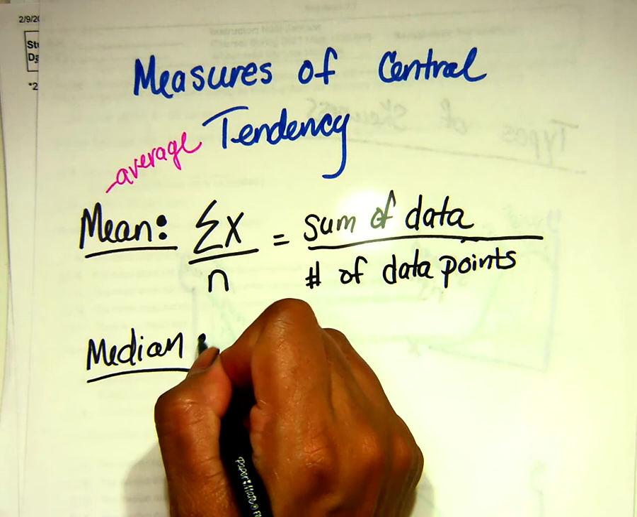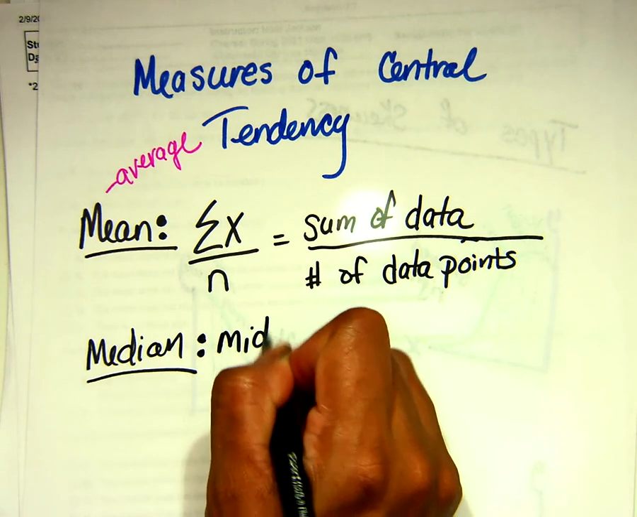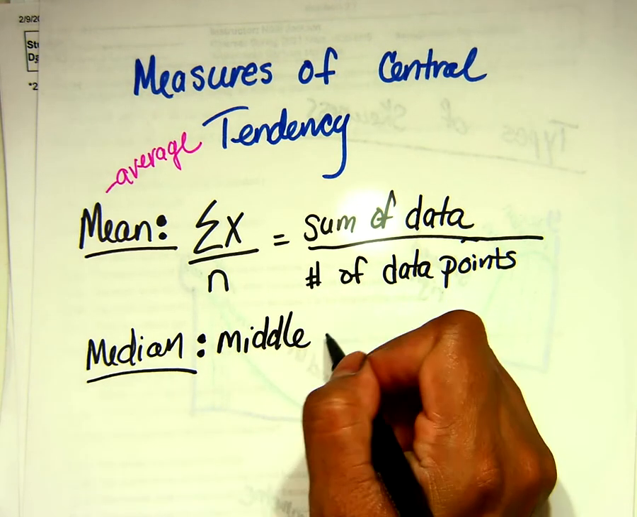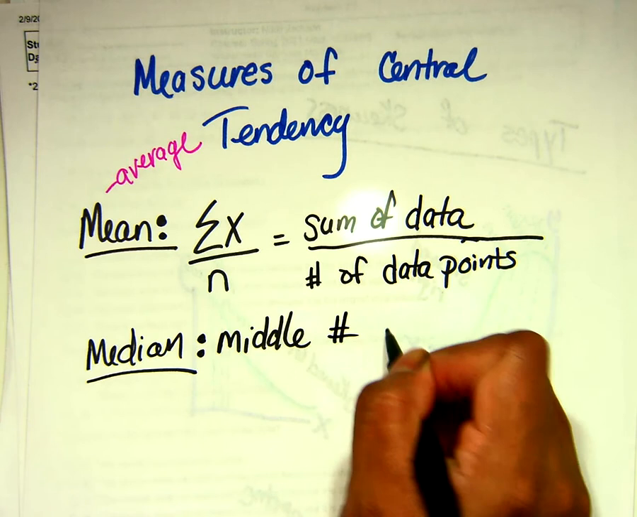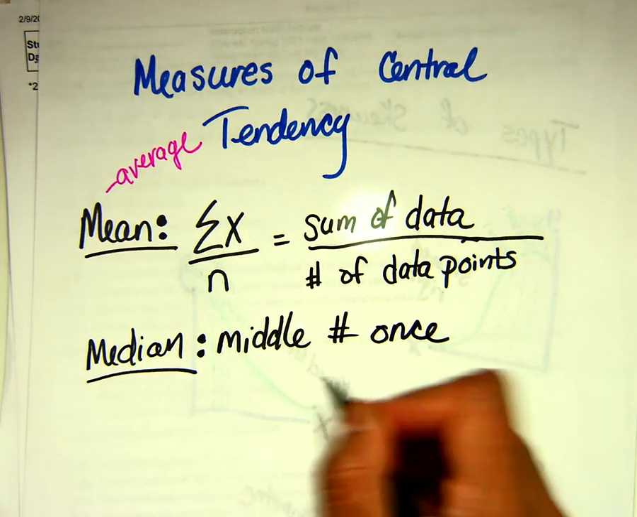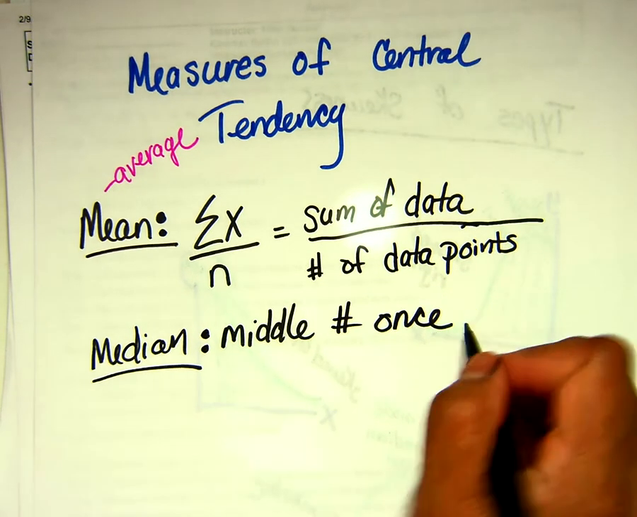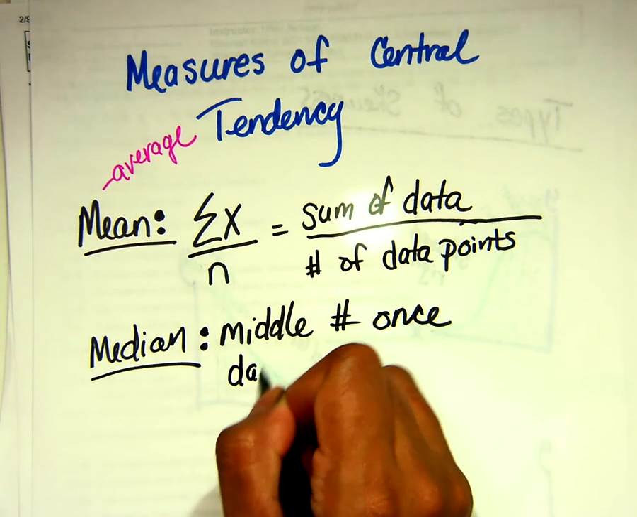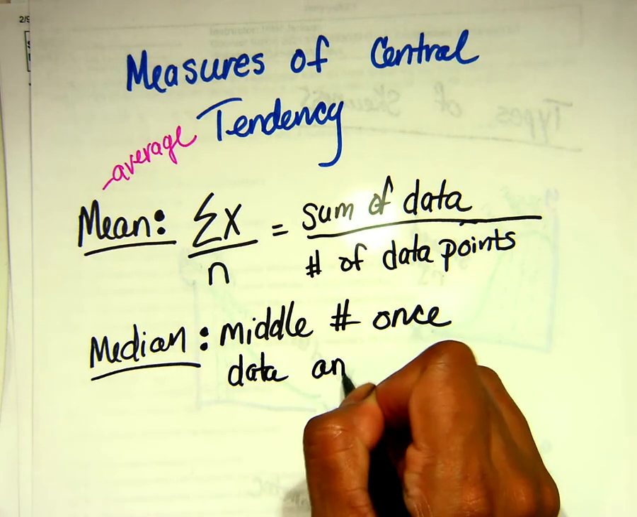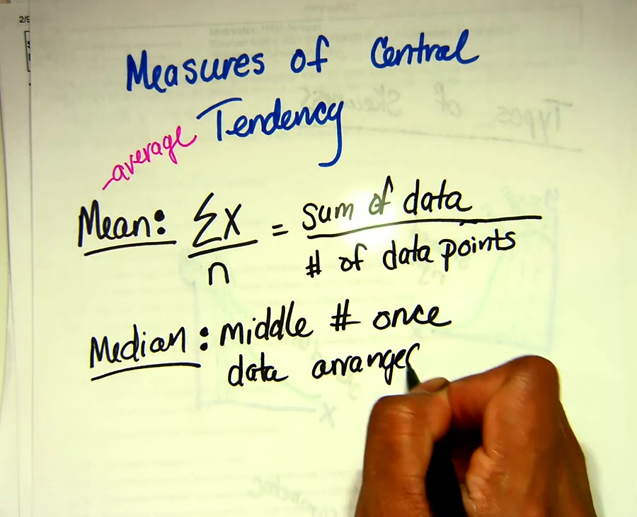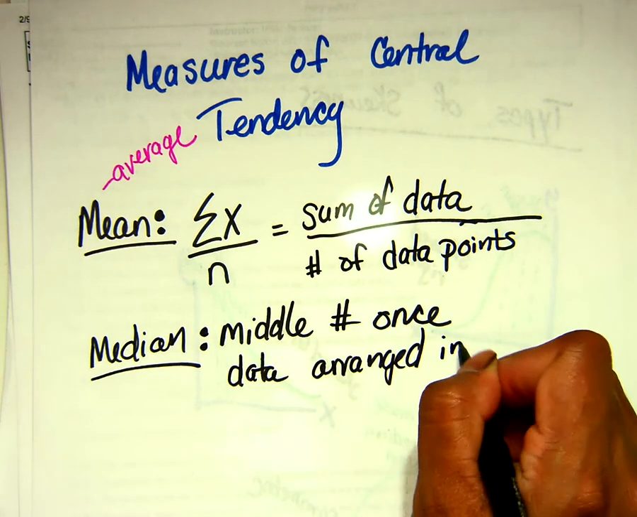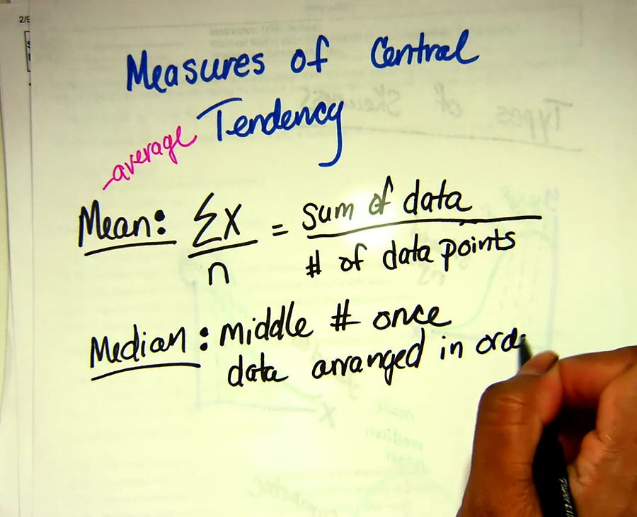The median is going to be your middle number, but you can have two middle numbers. You also have to put your numbers in order from least to greatest. Middle number, once numbers or data is arranged in order from least to greatest.